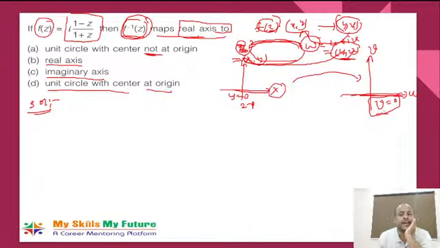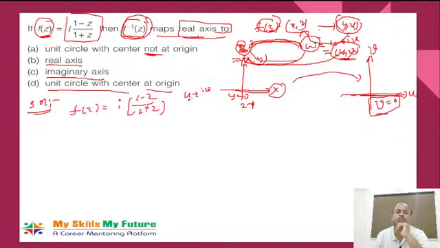So what is v here? From the given function f of z, you need to calculate v first. What is f of z here? F of z is equal to i into 1 minus z divided by 1 plus z. This is not in the form of u plus iv, so you need to change this into u plus iv form.